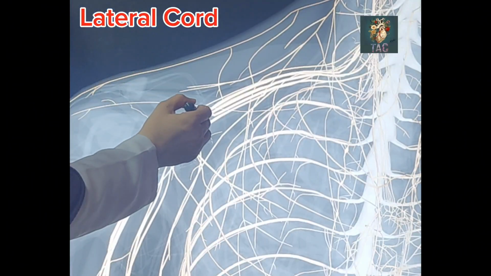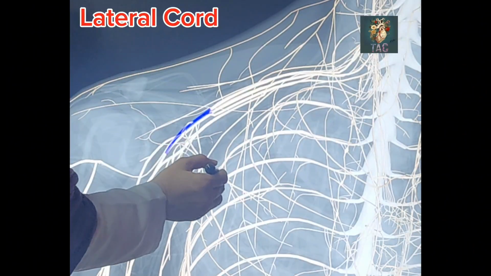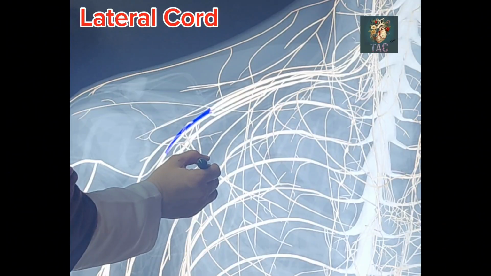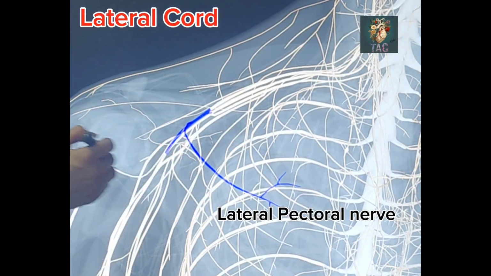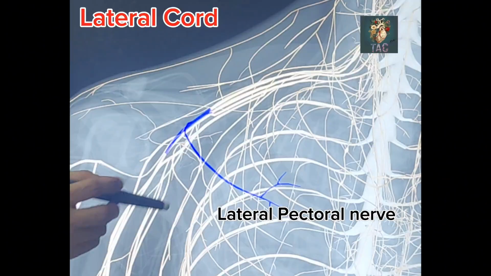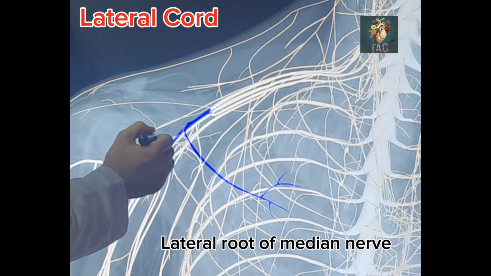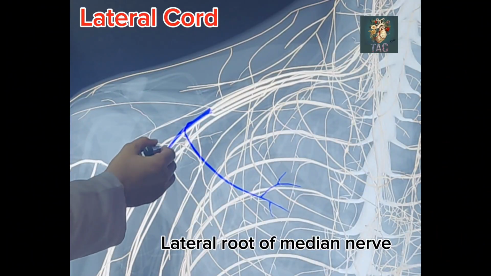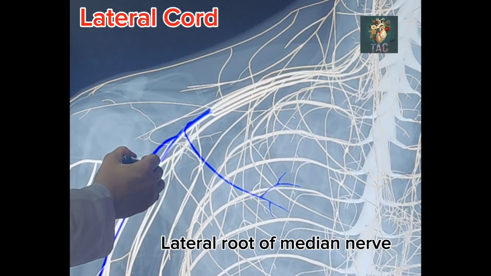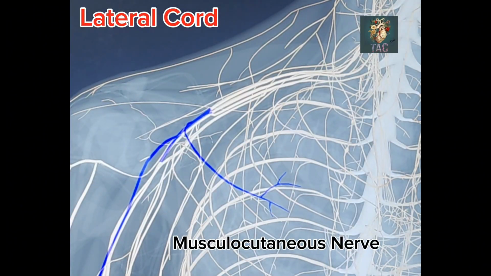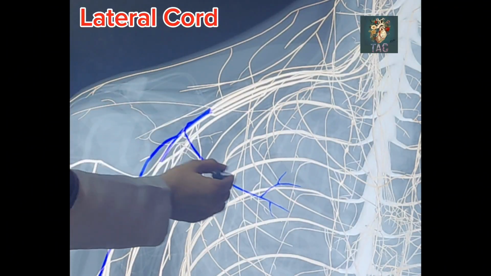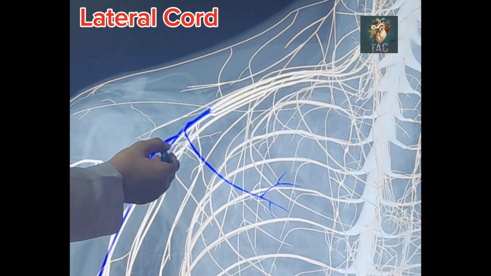Here you can see the branches which take origin from this lateral cord. First of all, this is the lateral pectoral nerve, which is a branch of the lateral cord. Then this is the lateral root of the median nerve, which takes origin from the lateral cord. And then you can see the musculocutaneous nerve. So these are the three nerves which take origin from the lateral cord: the lateral pectoral nerve, the lateral root of the median nerve, and the musculocutaneous nerve.